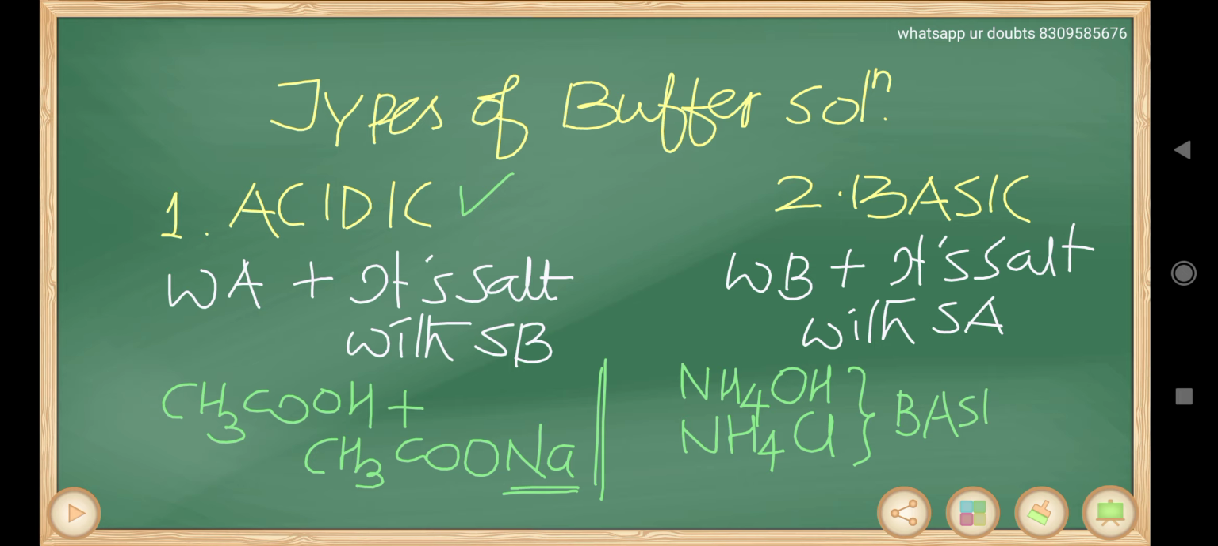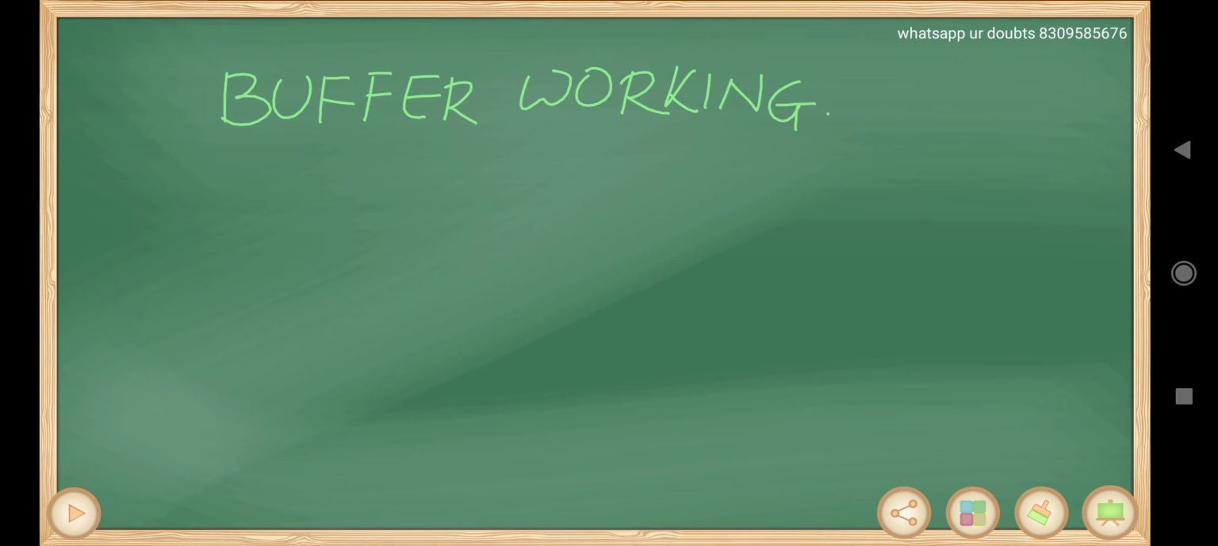Acidic buffer is a combination of weak acid and its salt with strong base. Basic buffer is a weak base and its salt with strong acid. Examples you can remember. We'll now go with working of these buffers. Buffer working: how the pH is maintained the same. This is a very interesting part. First we will take acidic buffer.